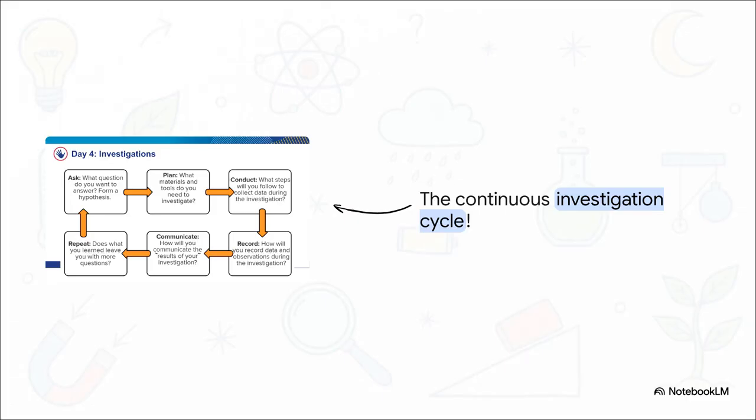And this cycle right here brilliantly illustrates the continuous investigation loop we want our students to internalize. Because science isn't just a straight line, right? It's a loop. We want them asking questions, planning what tools they need, conducting the steps, recording observations, communicating their results, and then repeating the whole process. Good science always leaves you with more questions.